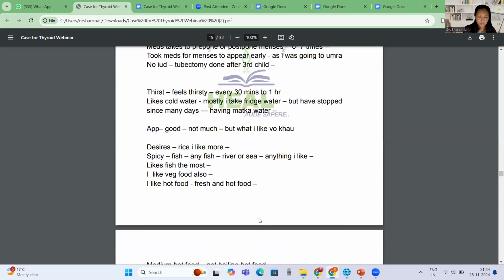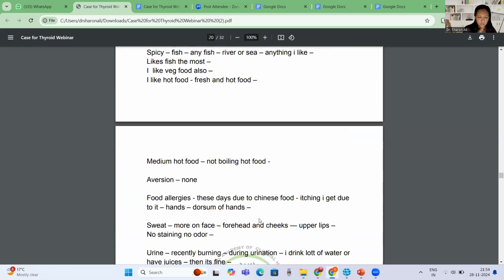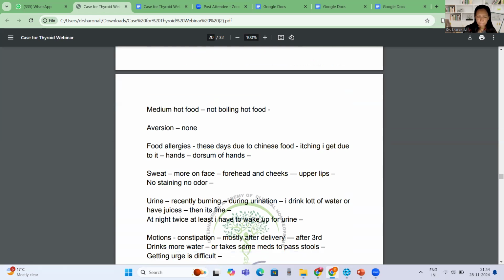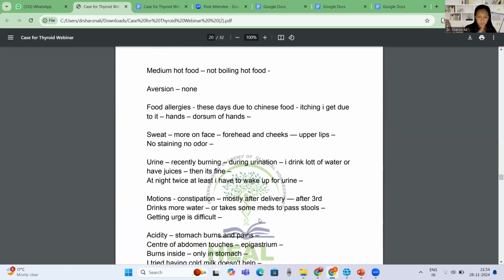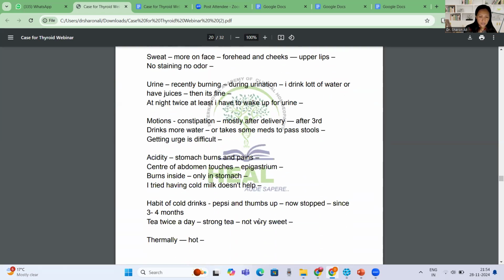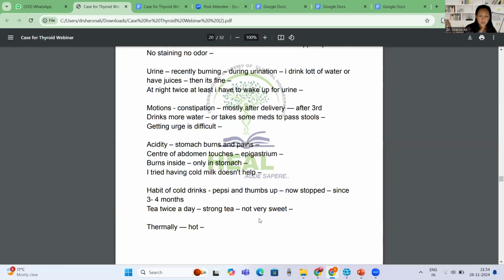She loves fish, hot food. She gets itching if she has Chinese food. Again, this is a typical thyroid issue where there is an allergic condition that the patient has. So usually allergies are associated with an underlying thyroid, okay? Sweats more on face, burning urination at night sometimes, constipation, acidity, and center of the abdomen, touches that epigastrium, burns inside only in the stomach.